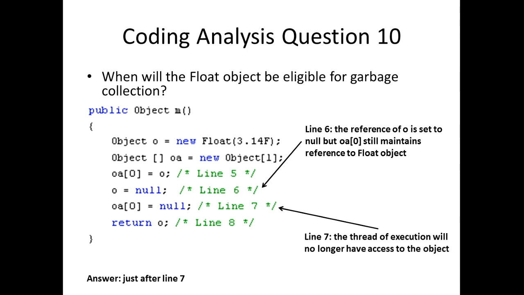As I said before, garbage collection is an automatic form of memory management and it's used to reclaim garbage. And garbage is memory occupied by objects that are no longer in use. So as you can see, when we set OA at position 0 to null, this will no longer be in use. That's pretty much it. Setting OA at position 0 to null means this object is no longer in use. So that's pretty much it.